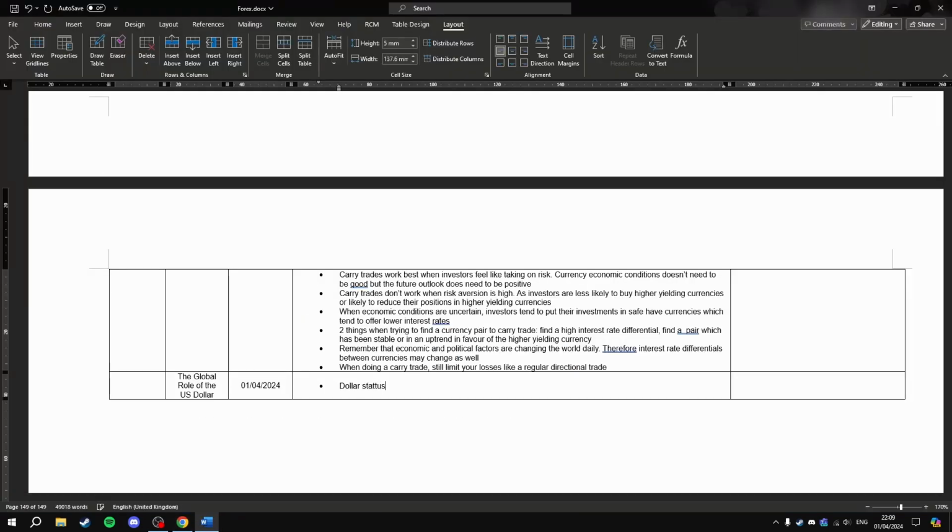Dollar status as the world's premier currency is due to economic stability, network effects, size and openness of US financial markets.